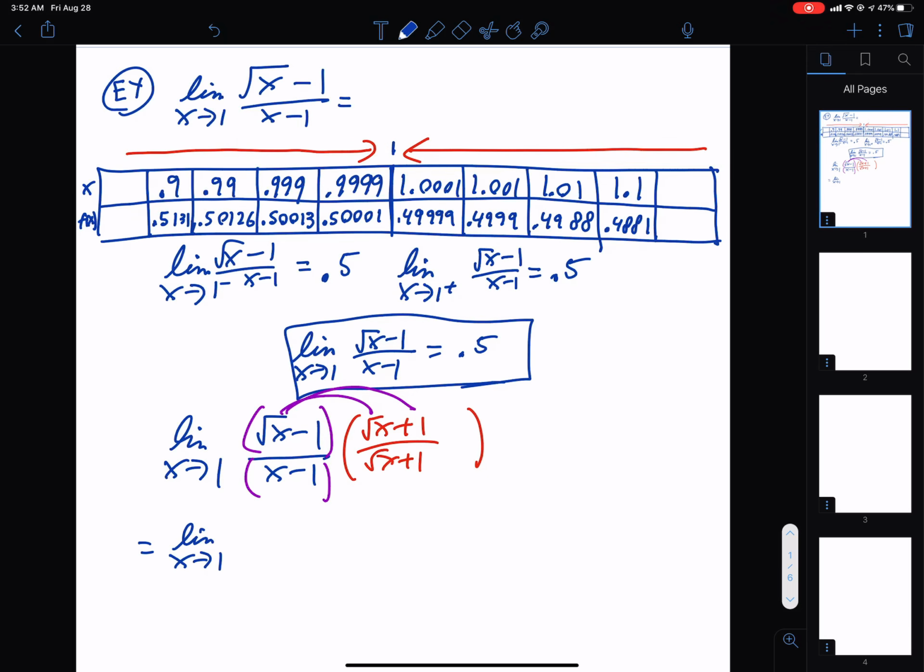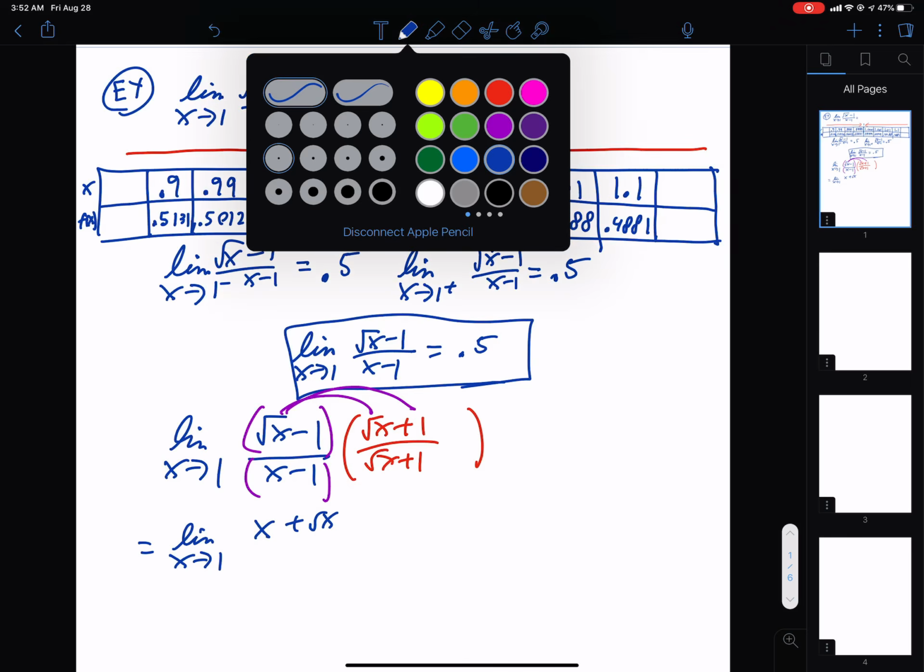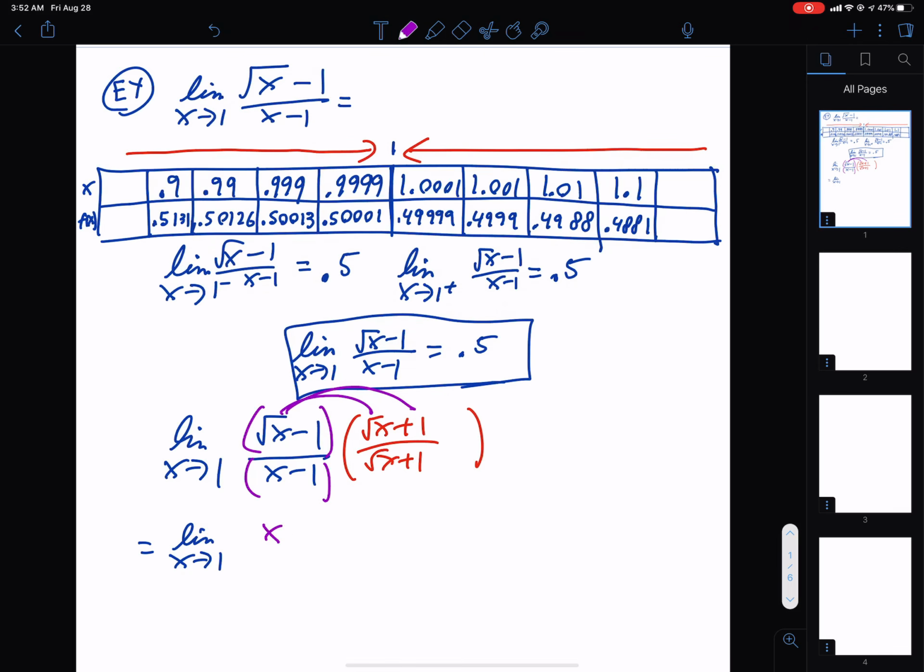So if I distribute the purple, we're going to get radical x times radical x is x. Radical x times 1 is radical x. Then, oh, I should have matched the color. Let me go back and match the color. x plus radical x. And then I will use green. We'll distribute that. That'll get us minus radical x minus 1. And on the bottom, again, you don't want to multiply the bottom out.